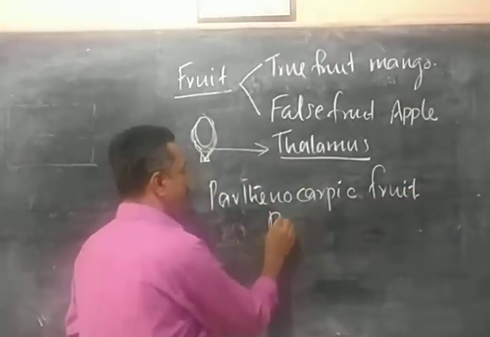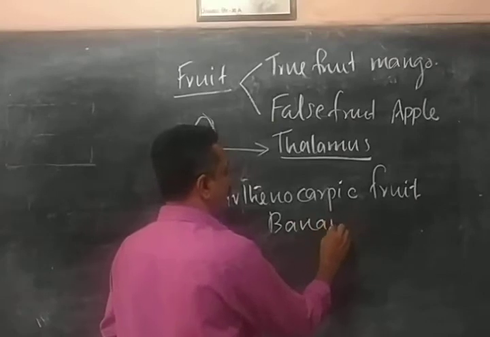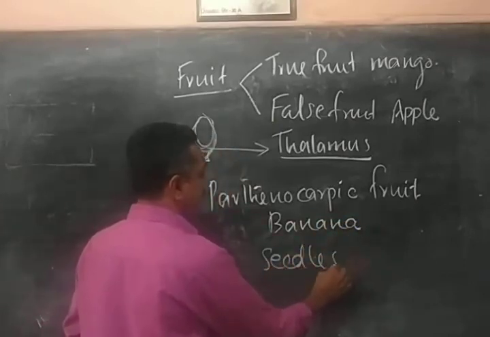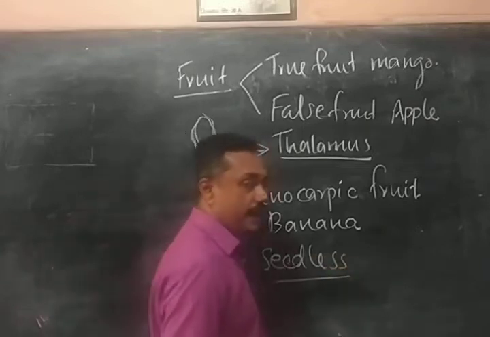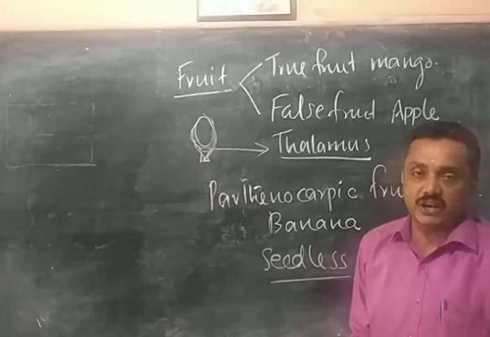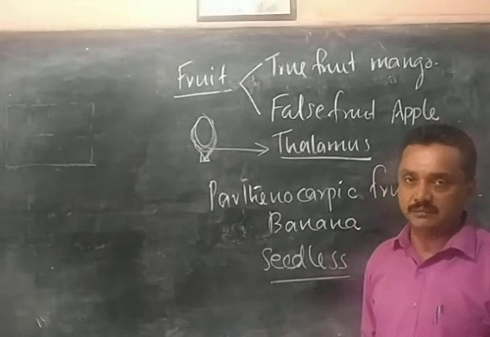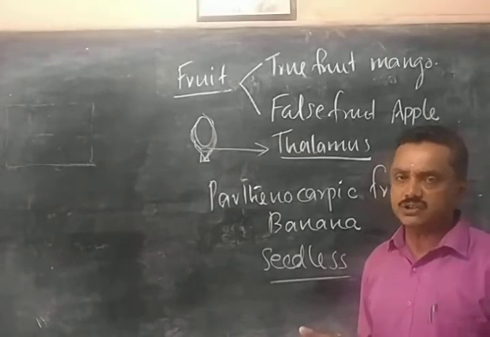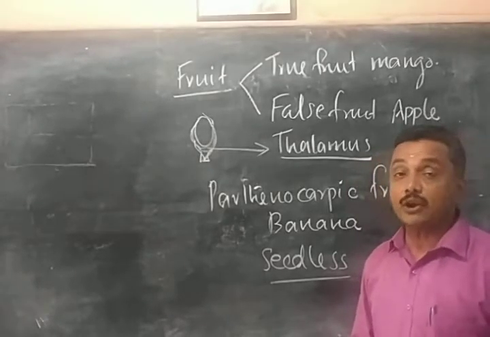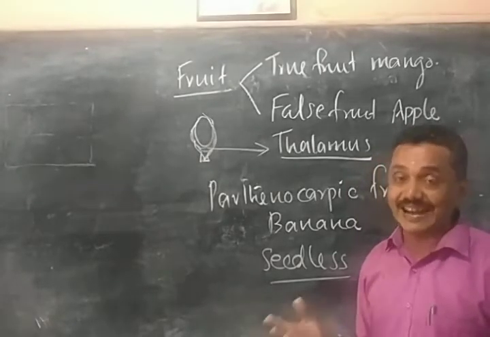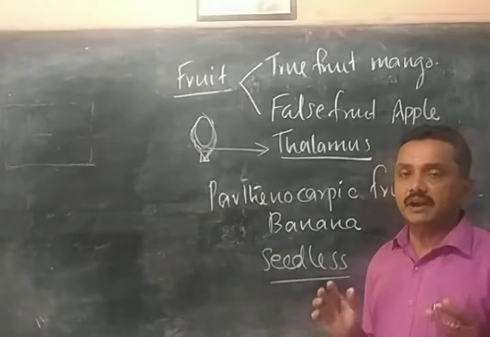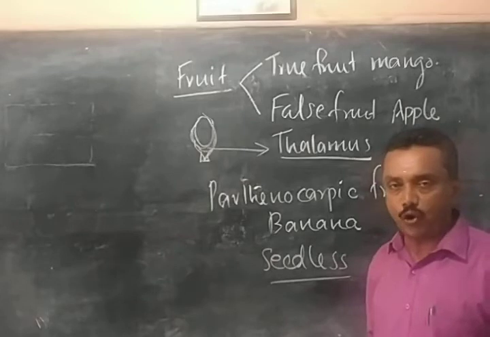For example, banana is a parthenocarpic fruit. Such fruits are usually seedless. In banana, there is no seed because there is no fertilization. There is no joining of gametes. Joining of gametes is called fertilization. In banana, gametes are not formed, so there is no fertilization.